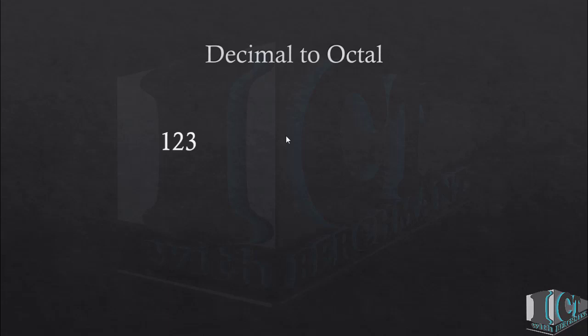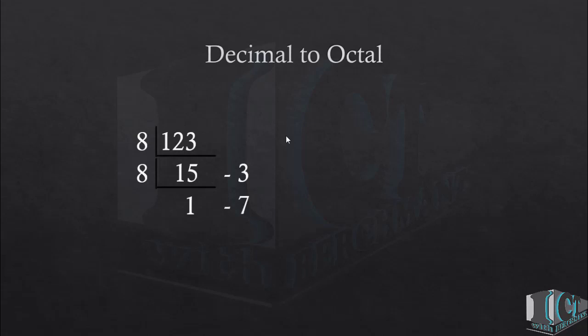I'll take the same 123 value, and this time I'm going to divide it by 8 because I'm converting it to octal. When I divide this by 8, I'm getting the value 15. So 15 into 8 would give me 120, and I'm left with a remainder of 3. 15 is still greater than 8, so I can divide this again and it will give me the value 1. So 8 into 1 is 8, and I have a remainder of 7.